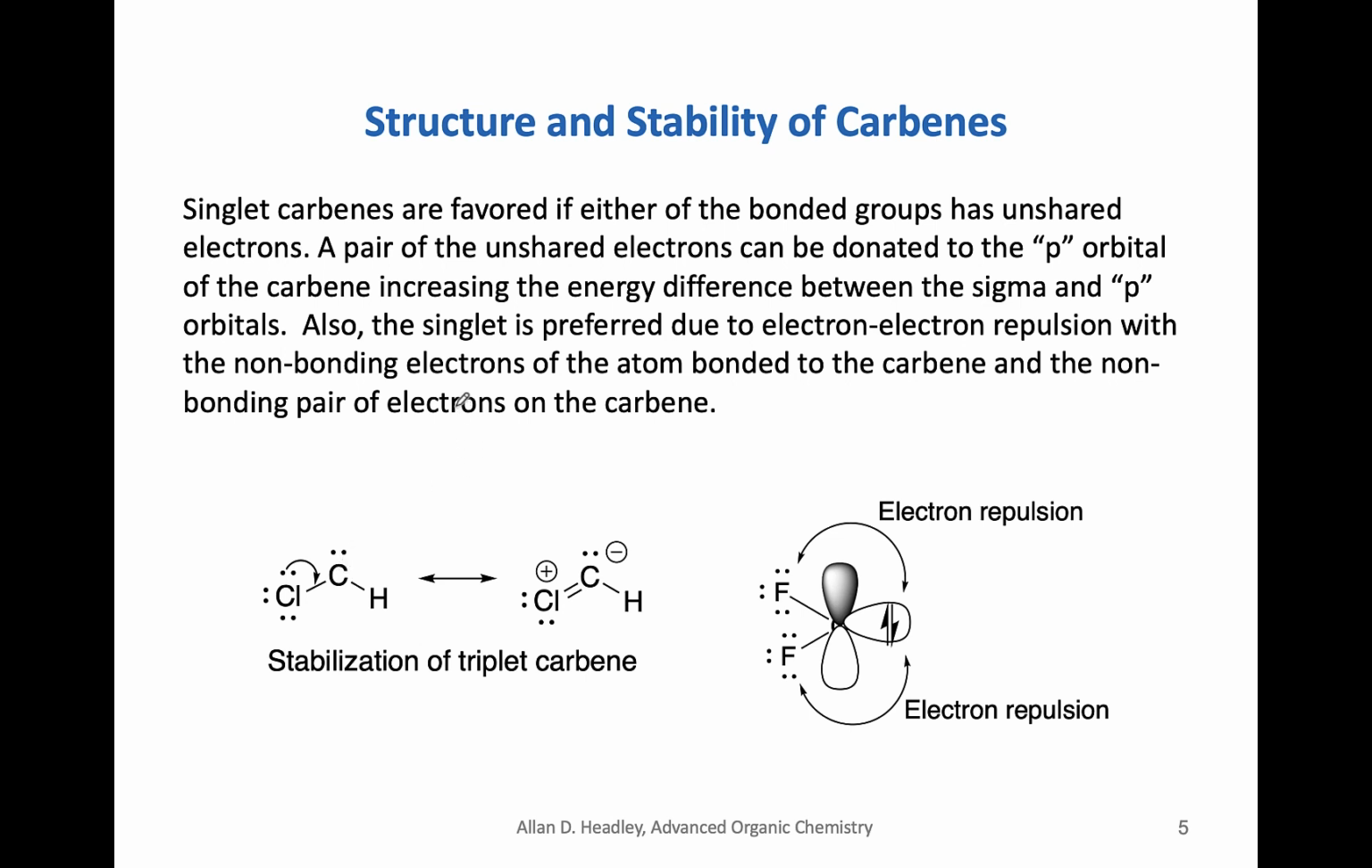Another aspect here is if there are a lot of unshared pair electrons on the atoms of the carbene, due to electron repulsion, we do get this type of geometry here, which is more sp2 like, where these electrons try to stay as far apart from each other as possible. Bottom line is that the singlet carbene is stabilized by adjacent atoms that have at least one pair of electrons, as we can see here in these diagrams.